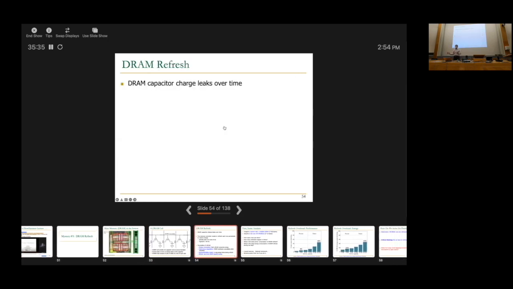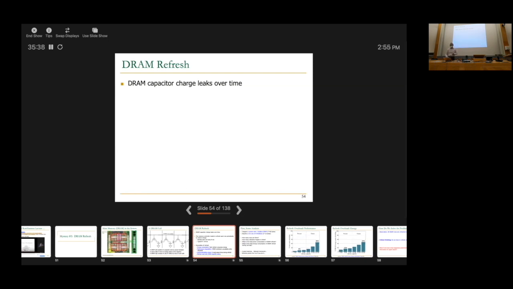Unfortunately, this capacitor is leaking. DRAM capacitor charge leaks over time, and the memory controller needs to refresh each row periodically to restore the charge. This is done in every system. So right now, for example, my phone is refreshing its memory. It's not doing anything else but refreshing its memory.